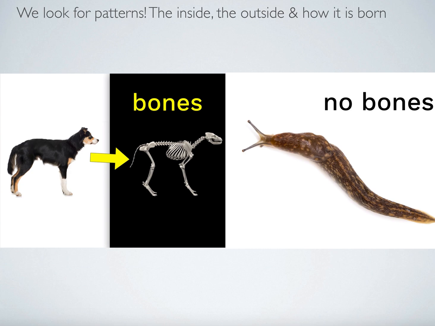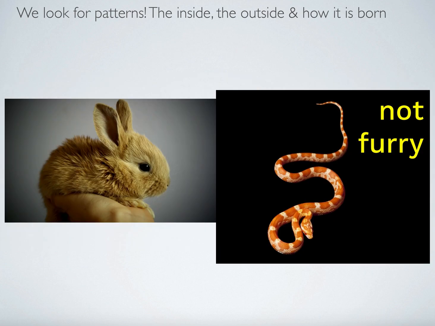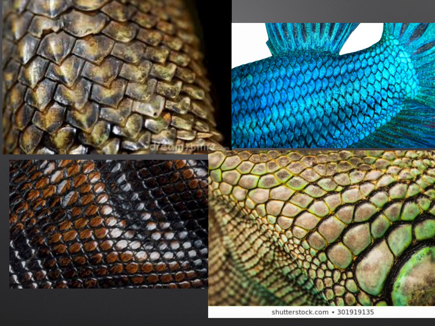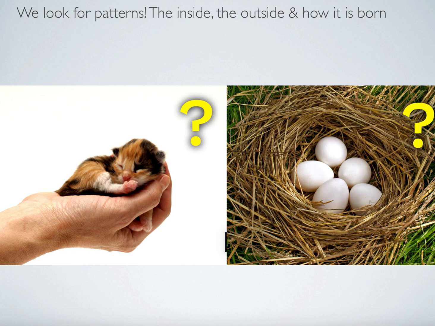So for what's on the inside, does it have bones like this dog? Does it have no bones like the slug? For the outside, is it furry like the bunny, or is it not furry like the snake? Does it have feathers? Does it have scales? Is their offspring born, or is it hatched from an egg?